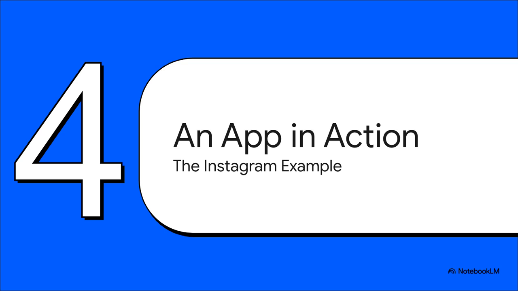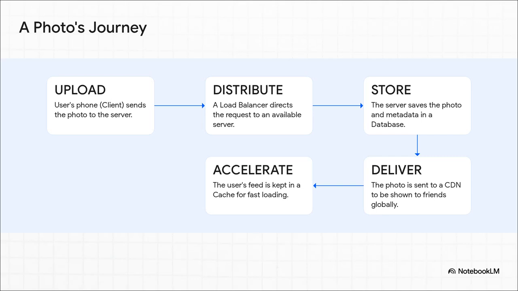Theory is great, but let's see how all these pieces actually snap together. We're going to follow the journey of one single photo as it gets uploaded to a service like Instagram. So let's walk through it. You've got the perfect picture on your phone and you hit upload. Step 1. That request doesn't just go to one place. It first hits a load balancer, our traffic cop. That load balancer finds a healthy, free server and sends your photo there. That server then saves your photo into the main database, our giant library. To make sure your friends in another country can see it right away, that photo gets copied out to the CDN, our global warehouses. And the next time you open the app, your feed is pulled from the cache, the short-term memory, to give you that lightning-fast experience. See? Every piece has its job.